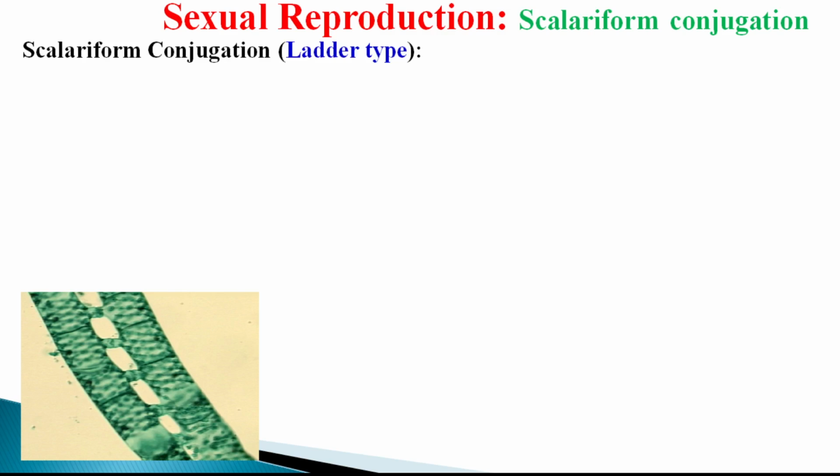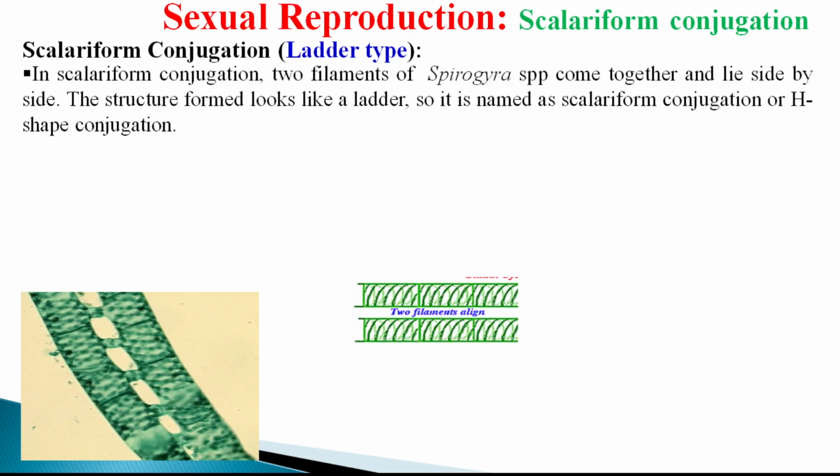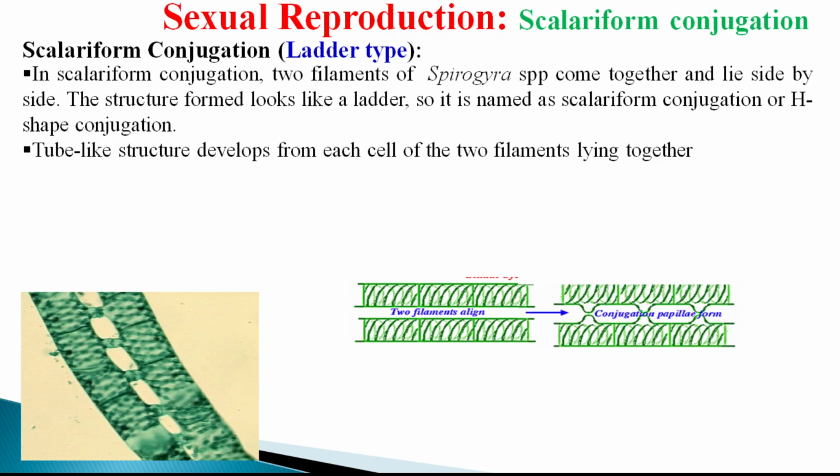Just have a look at the events taking place during Scalariform conjugation first, prior to going into more detail of all these processes. In Scalariform conjugation, two filaments of Spirogyra species come close together and lie side by side. The structure looks like a ladder, so it is named Scalariform conjugation or H-shaped conjugation also. Tube-like structures develop from each cell of the two filaments lying together.